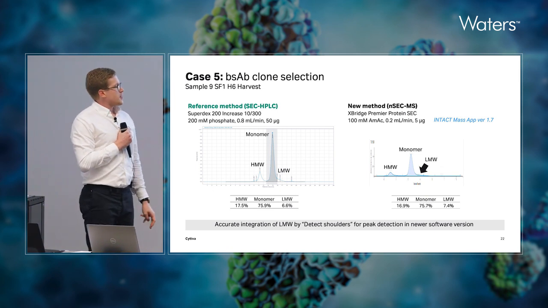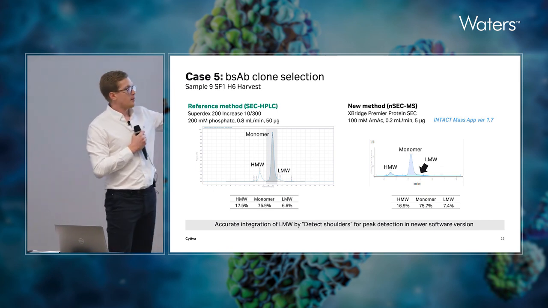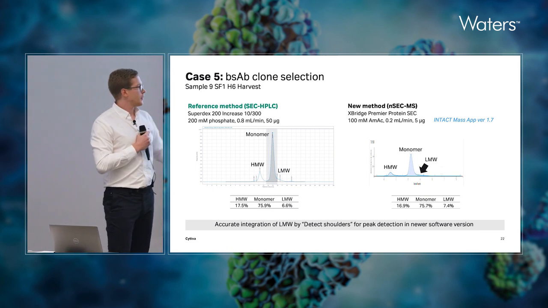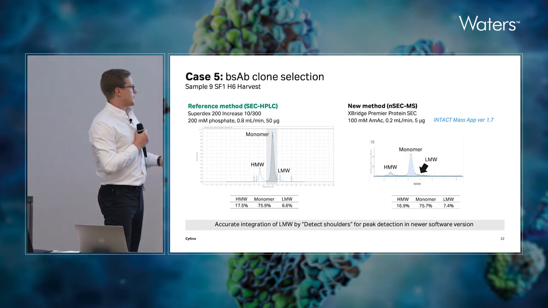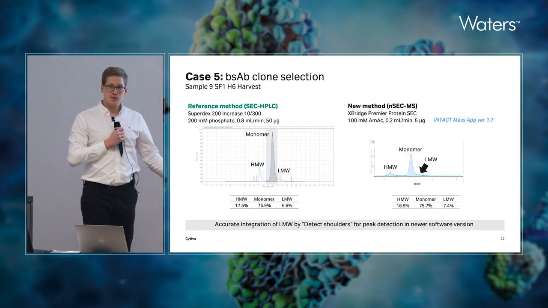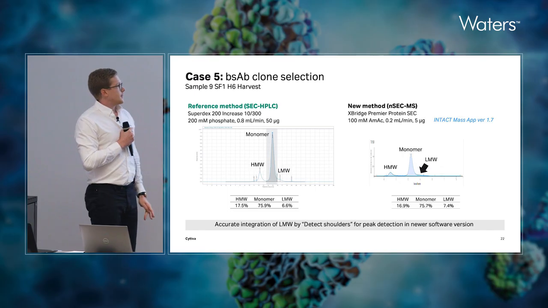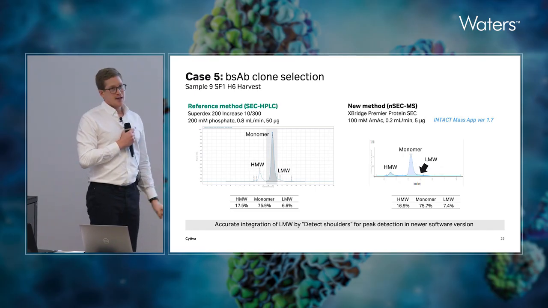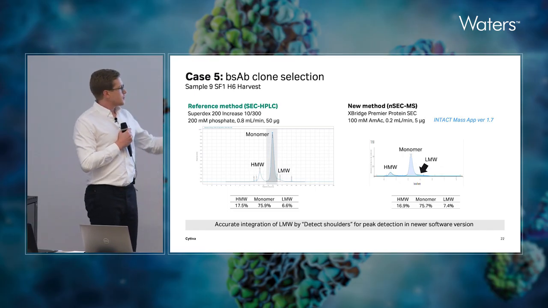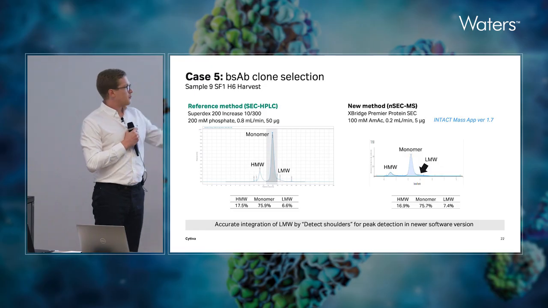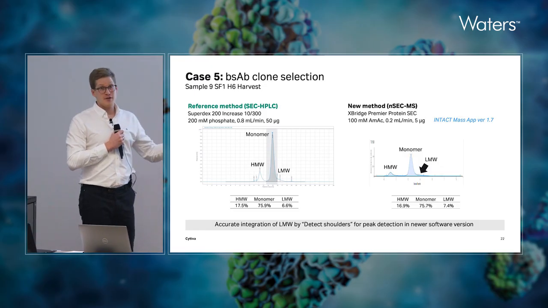So this is the exact same sample, and here it can pick up this very challenging shoulder. And why? This is because Waters has now implemented a feature called detect shoulders in the software, and then it will pick up these challenging integrations. So I hope you can appreciate that the purity profile we get with these two methods are very similar.